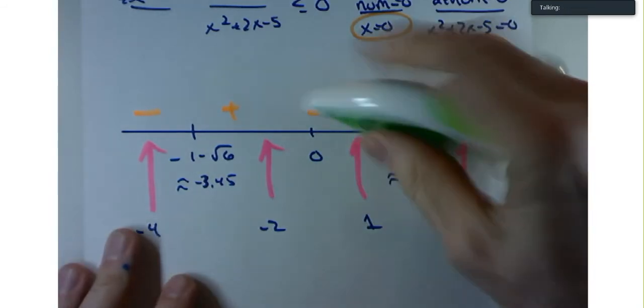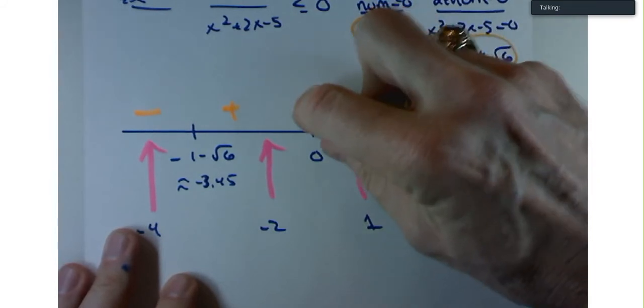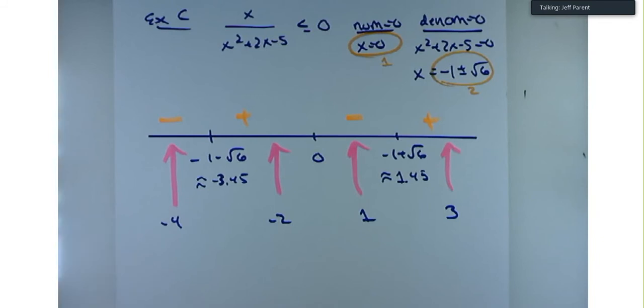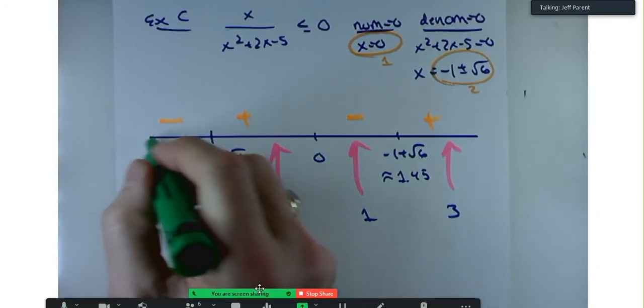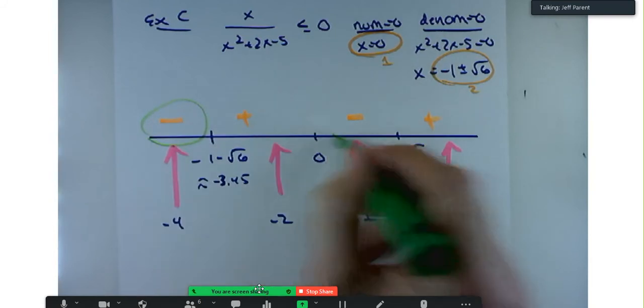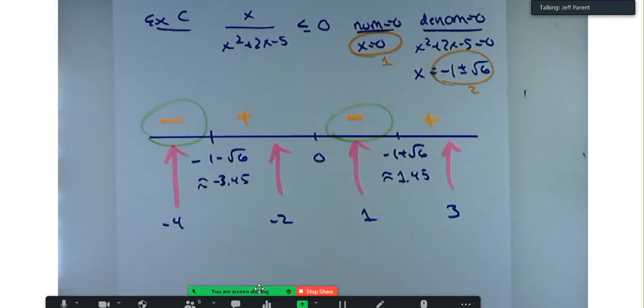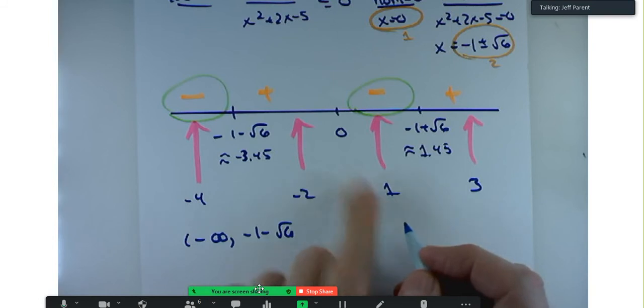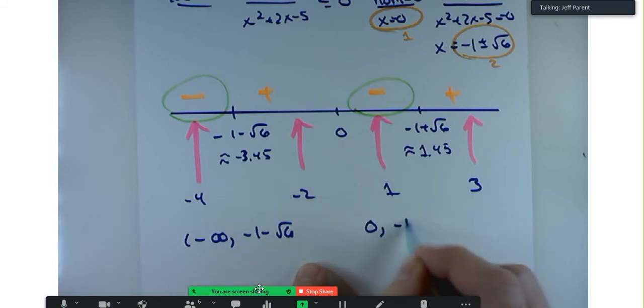Let's get rid of this so it doesn't look confusing. There. Which ones do I want in this case? Do I want the negative intervals or the positive intervals? Negative. Negative, yay. All right, so I want this one and this one. That's going to mean I want negative infinity to -1 minus the square root of 6, and then 0 to -1 plus the square root of 6.